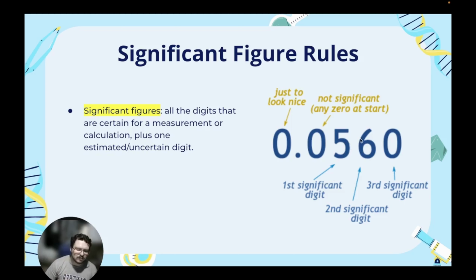Now once I get to the 5, that is my first significant figure. This is a number that has true meaning and value as the measurement of this experiment. The 6 is my second significant figure. Again, it has true meaning and value to whatever it is that we're measuring. And then the last would be the 0. That's my third significant figure. So this would be the one that I potentially estimated or measured the uncertainty of in my measurement.